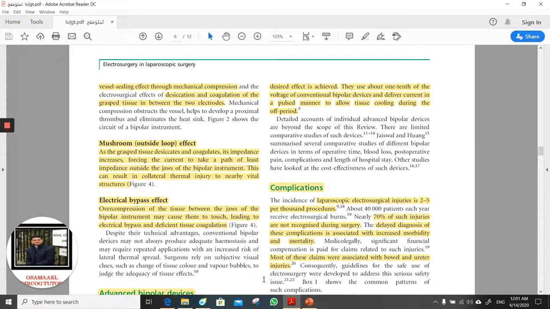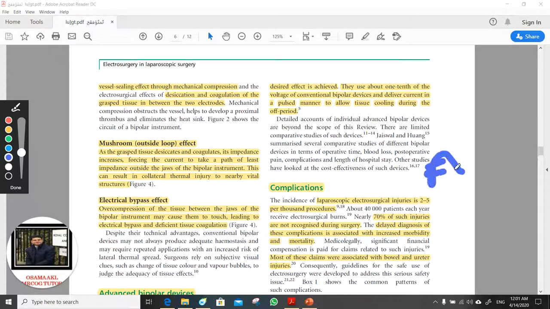We can say, okay, this is a tissue you are heating. With coagulation, its impedance will be high. So the electricity you are applying will find it easier to go to other tissue. It's called the mushroom effect. Another effect is called the electric bypass effect.